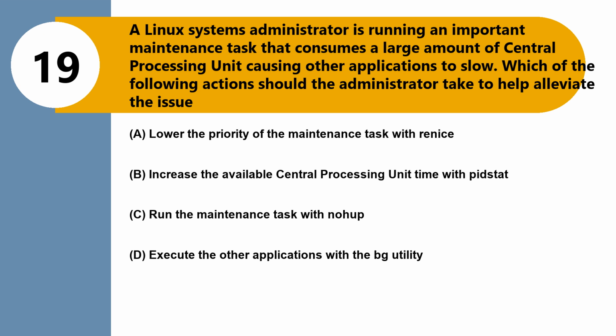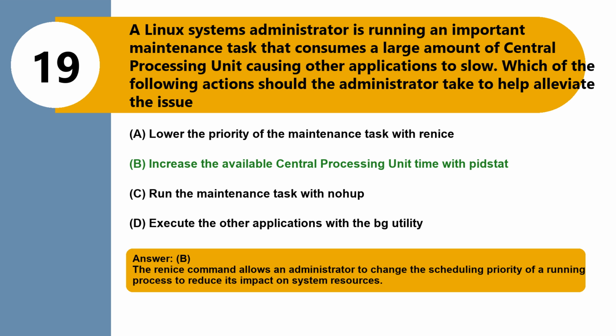Which of the following actions should the administrator take to help alleviate the issue? Option A. Lower the priority of the maintenance task with Renus. Option B. Increase the available central processing unit time with PIDstat. Option C. Run the maintenance task with NoHup. Option D. Execute the other applications with the BG utility. The correct answer is option B. Increase the available central processing unit time with PIDstat.